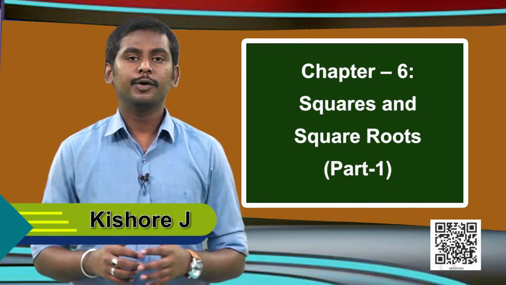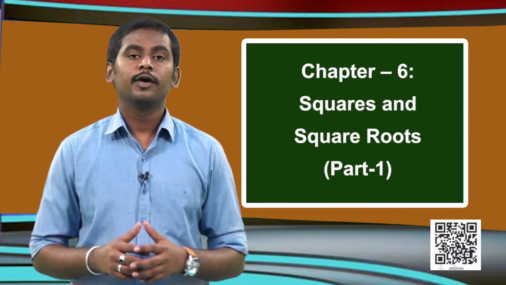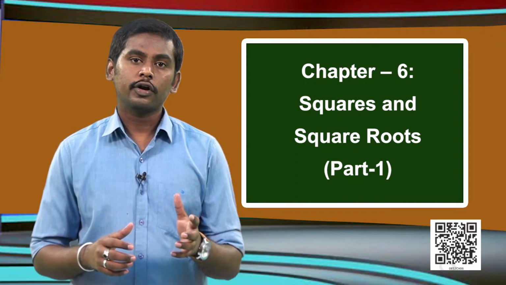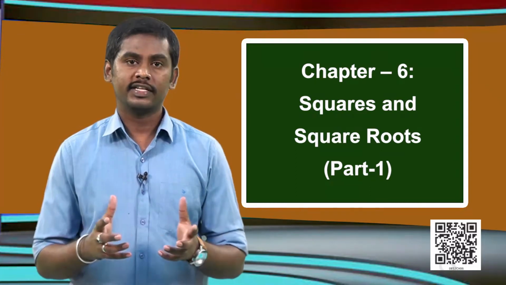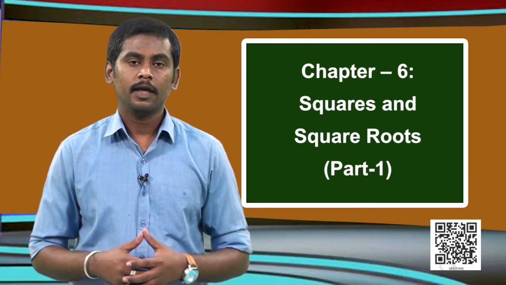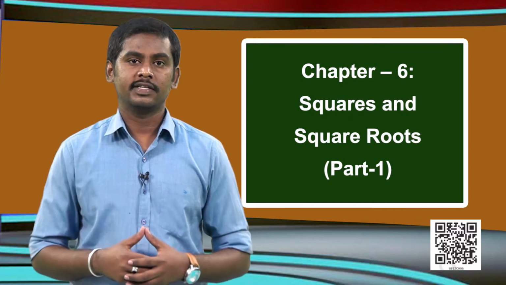Today we are going to learn an interesting concept of numbers. In fact, we know that the area of a square is given by the product of its side with itself. That is, the area of a square is nothing but side multiplied with side, which is side square. Let's try to see the various areas with the given sides.